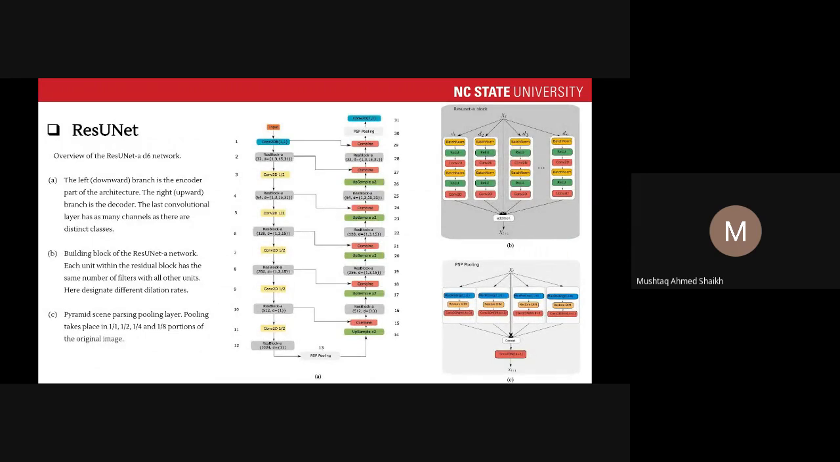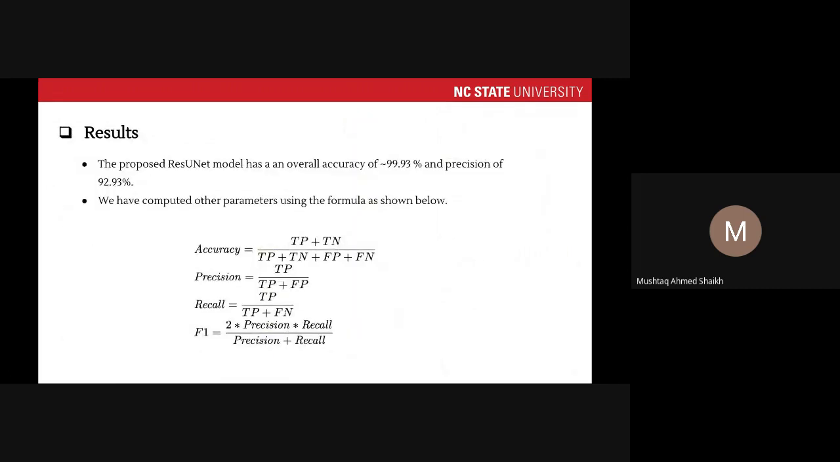So this is the architecture of the ResUnit model. The left downward branch is called the encoder, the right upward branch is called the decoder, and we have a ResUnit block and also a pooling layer. So the results of the ResUnit model were really great. We received an overall accuracy of 99.93% and a precision of 92.93%.